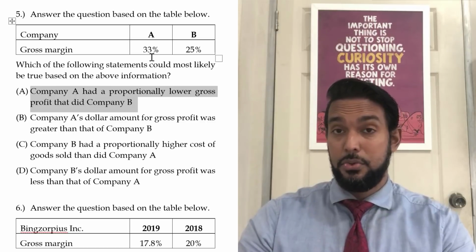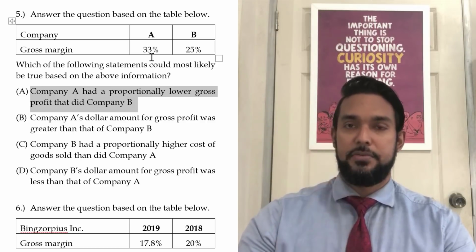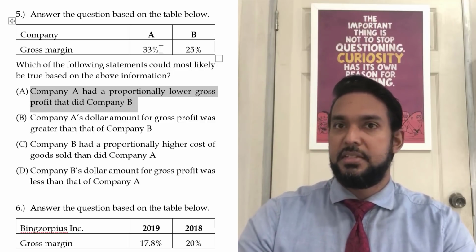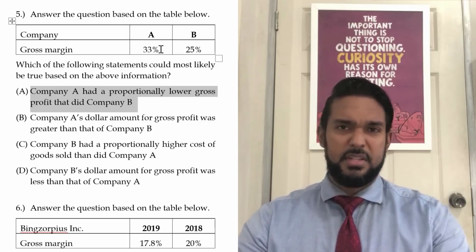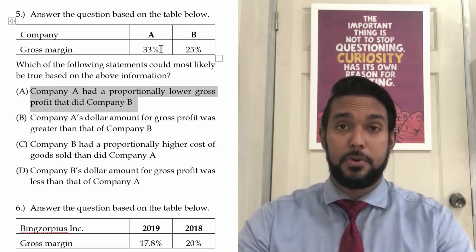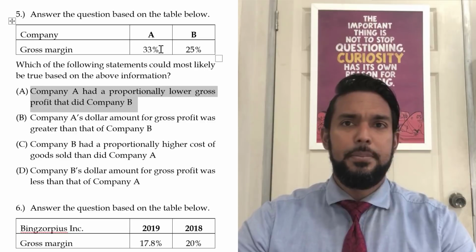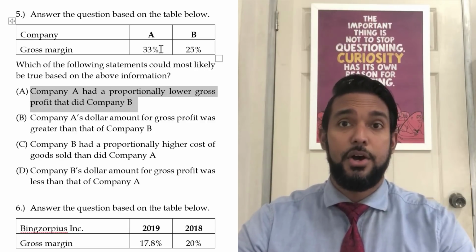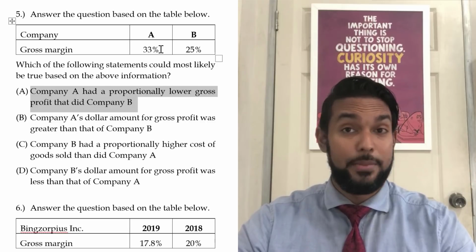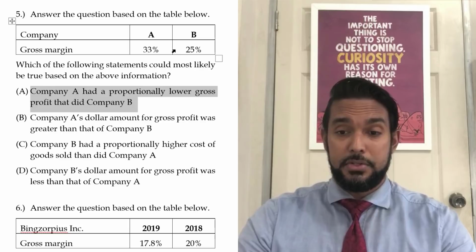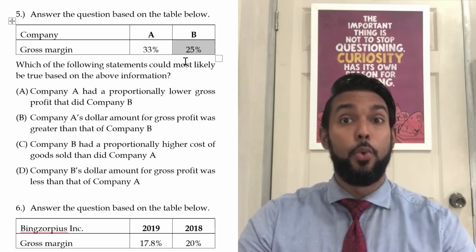That's not necessarily true. Let's imagine company A had 3,000 in terms of net sales. 33% is about a third. So a third of 3,000 is 1,000. So that's its gross profit. But what if company B had net sales of, let's say, 100,000? 25% of 100,000 is 25,000. So just because it's a lower percentage doesn't mean it's a lower dollar figure.